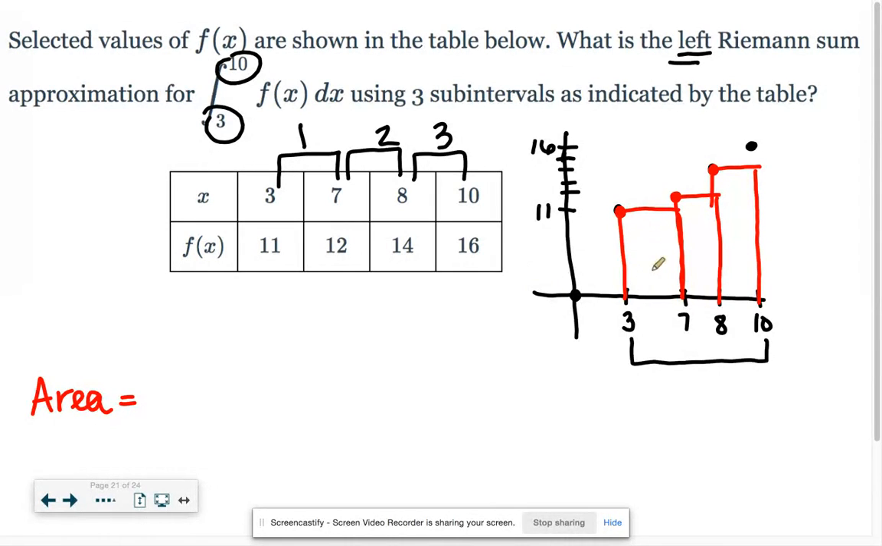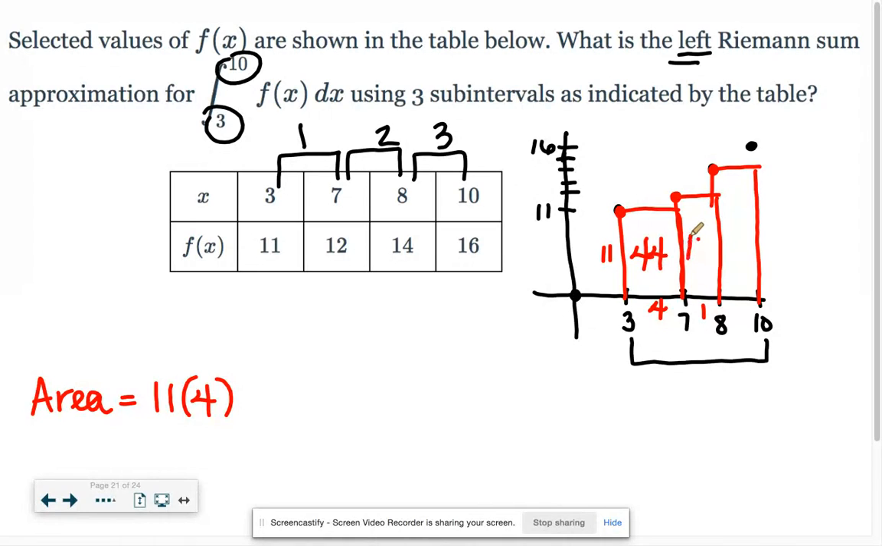It's just base times height, guys. What is the width of this rectangle? It is 4. What's the height of it? The height of it is 11. So this rectangle has an area of 44. The next one has a width of 1 and has a height, I think it was 12.